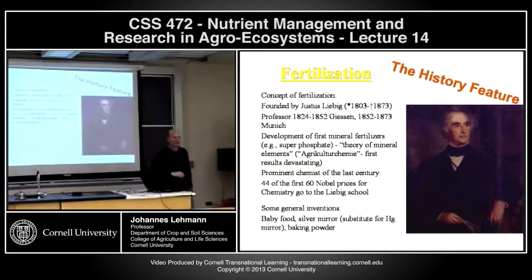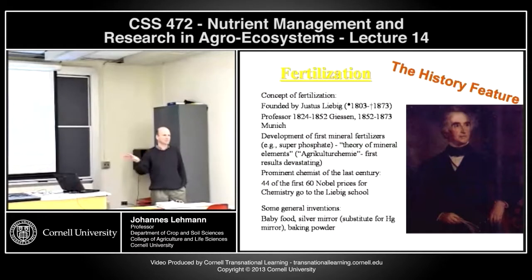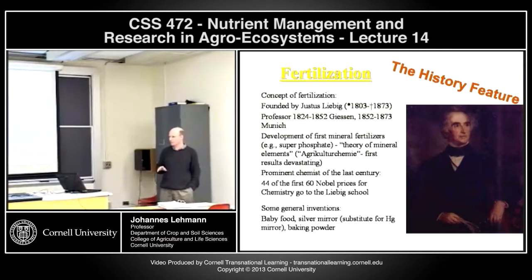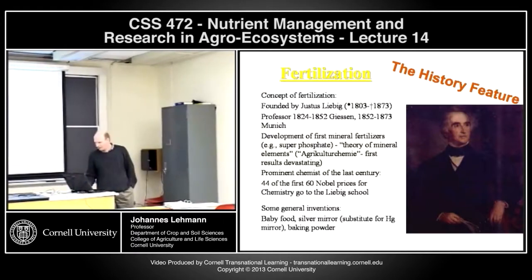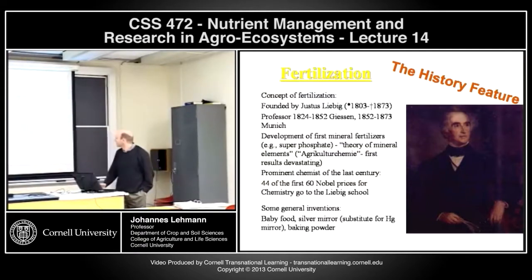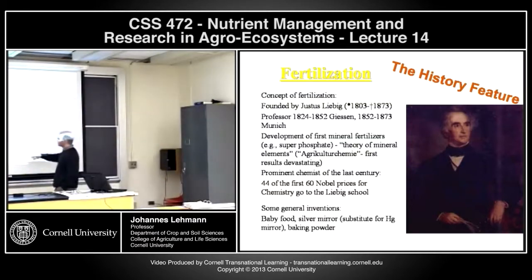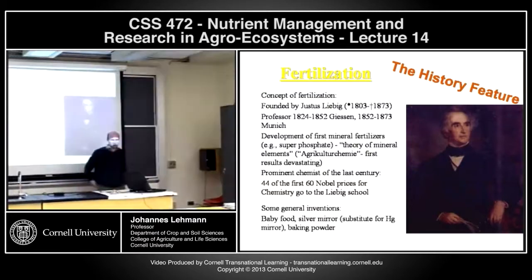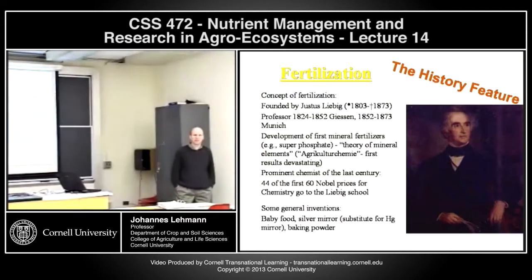Although apparently the first trials that he did were quite devastating, so it was a very, very poor growth on his fields when he tried out his concepts. And for years and years, he was really mocked. He was the joke of the academic societies. But if you look at his achievements, 44 of the first 60 Nobel Prizes for chemistry go to his students. That's quite an achievement.